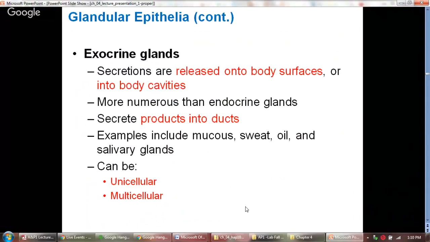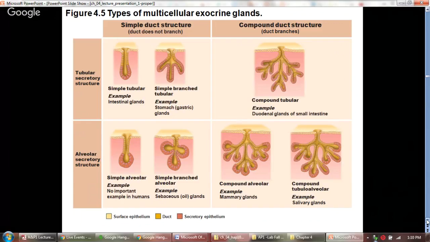For the exocrine gland, the secretions are released onto the body surface or into the body cavities. They are more numerous than the endocrine glands, and they secrete products into ducts. Examples would be the mucus, sweat, oil, and salivary glands. So it could be unicellular or multicellular, as I mentioned before.